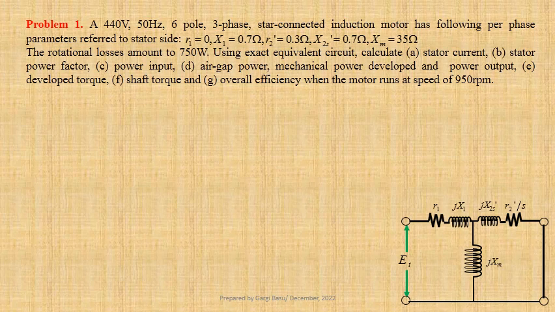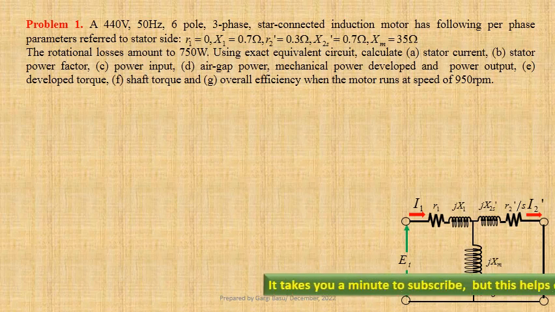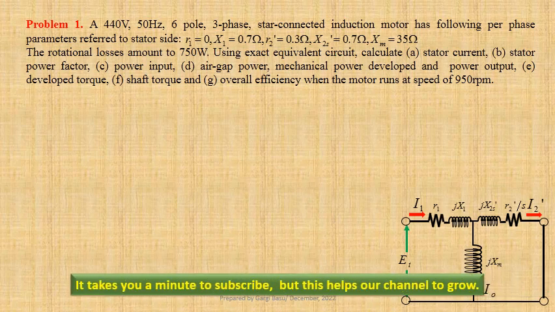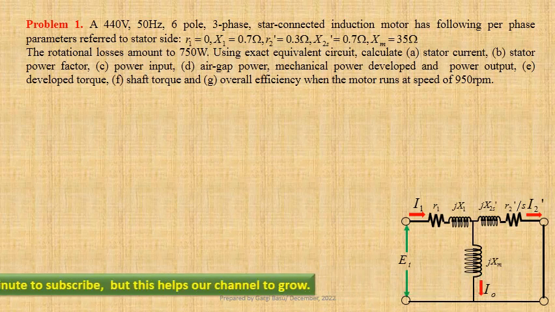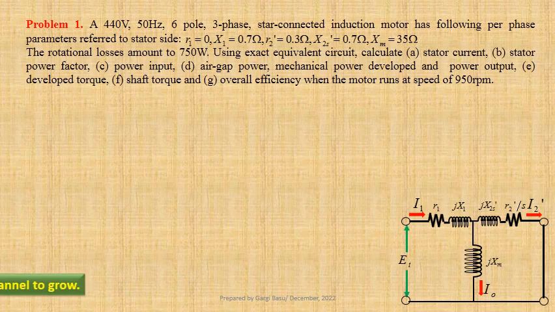Using exact equivalent circuit, we have to calculate stator current, stator power factor, power input, air gap power, mechanical power developed and power output. We also have to compute developed torque, shaft torque and overall efficiency when the motor runs at speed of 950 revolutions per minute. Let us first write down the given data.